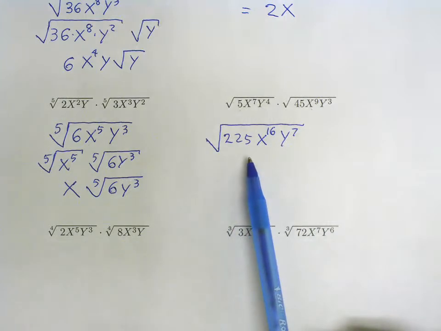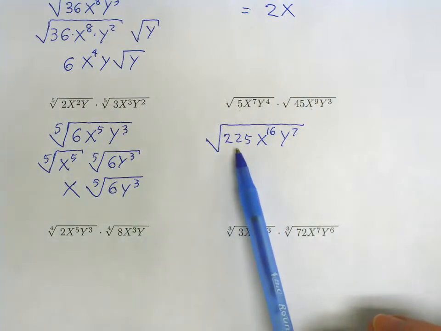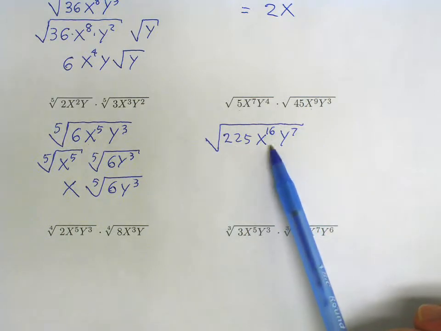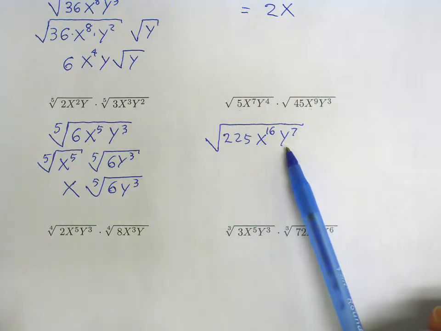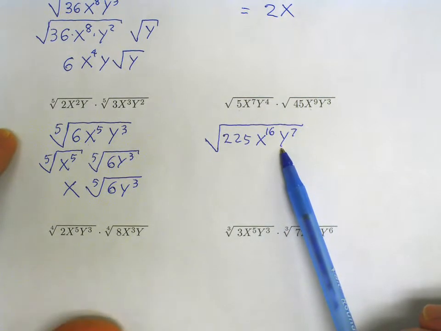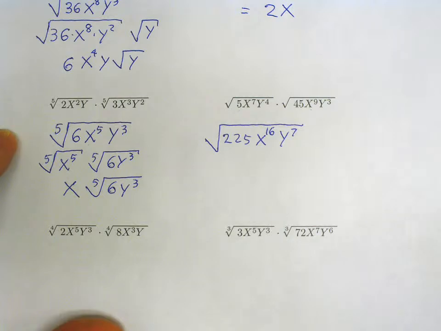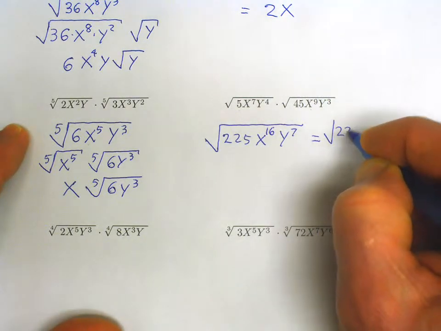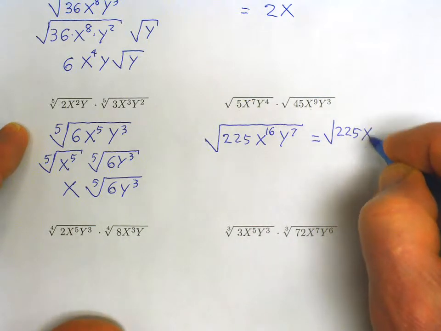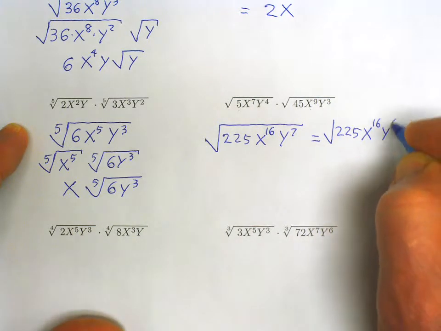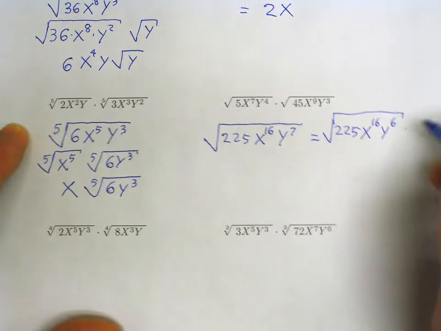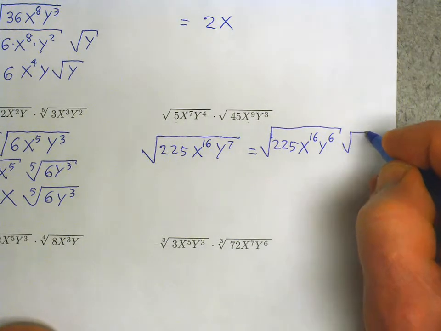So we now just simplify this square root. 225 is a perfect square. 15 to the 2nd is 225. x to the 16th is a perfect square. The largest factor of y to the 7th that is a perfect square is y to the 6th. Okay, so we'll rewrite this as the square root of 225x to the 16th y to the 6th multiplied by the square root of y.